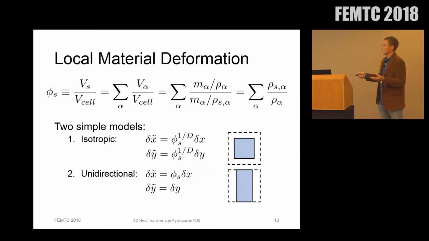When we do that, based just on the cell volume ratio, you can compute what the new material volume, the solid volume, is. So in 3 dimensions, D is 3. What happens is that when you multiply the cell volume times this factor, dx tilde times dy tilde times dz tilde gives you the material volume in this isotropic case, and similarly in the unidirectional case.